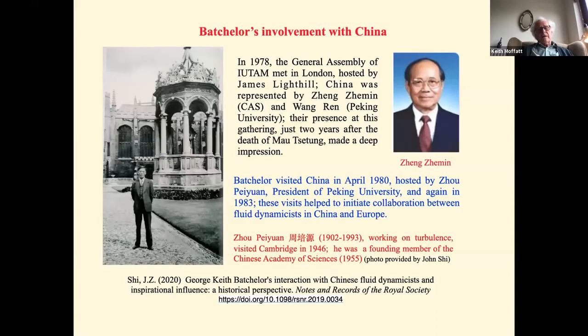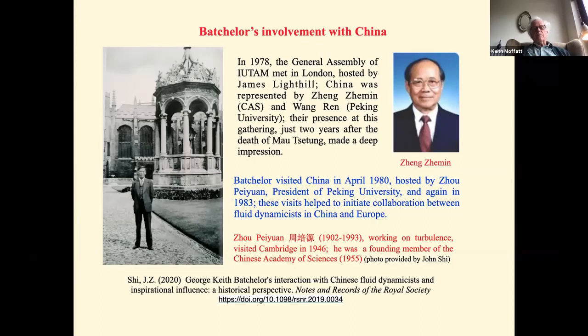In the talk that I gave back in March, I should have mentioned Batchelor's involvement with China, and I do so now particularly because we've had two talks from China, including today's very nice presentation from Lang Zhu. It's appropriate to mention Batchelor's involvement, which goes back a long way. I think it probably goes back to 1946, when Batchelor had just recently arrived in Cambridge to work with G.I.